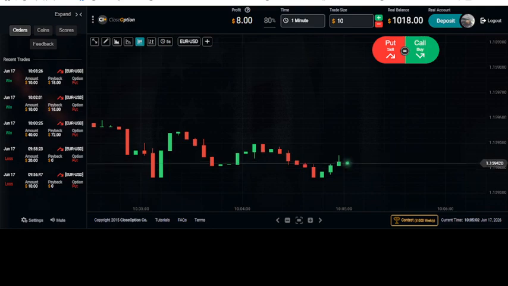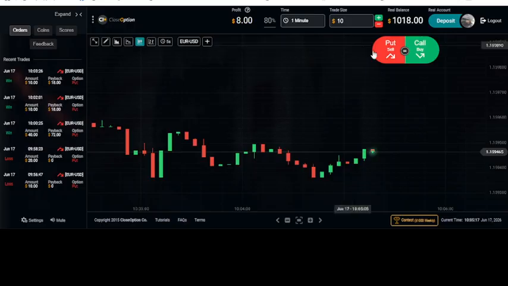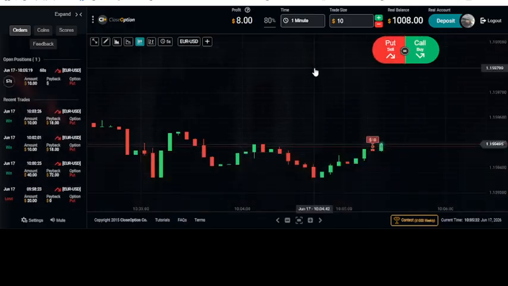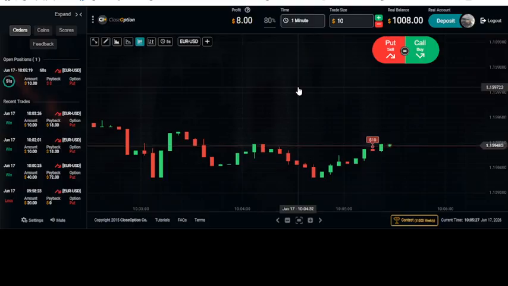All right, since we won that trade, we're going to keep the trade size at 10. Let's go back to our technical indicator here, and let's see here on the 1 minute, it's still giving us a sell. So let's go ahead and take another sell trade here, a 1 minute put option.